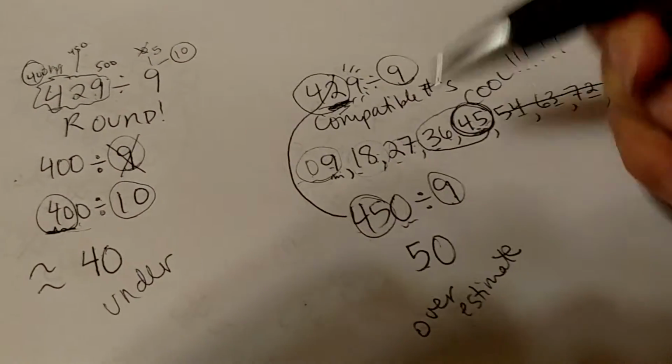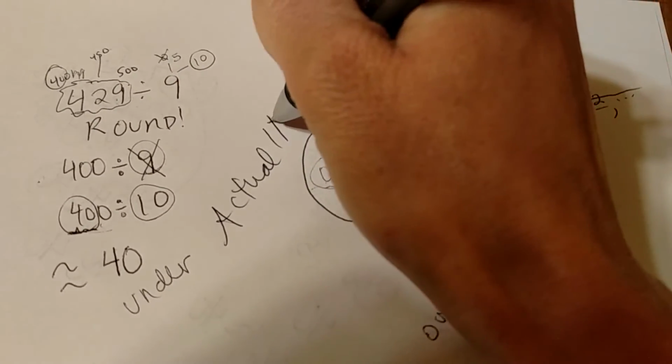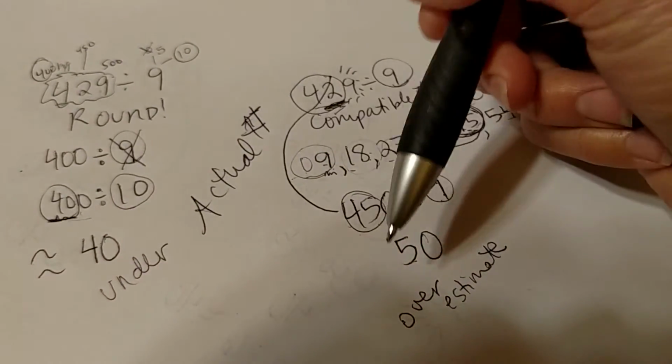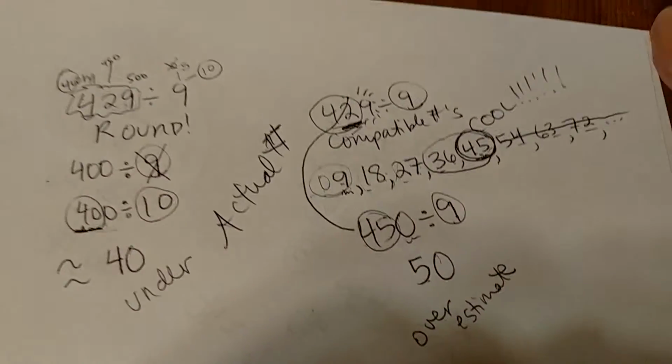So if we actually get an answer, the actual answer when we do the long division later on, it should be somewhere in between these two numbers. Pretty cool. Okay, shall we try one more?